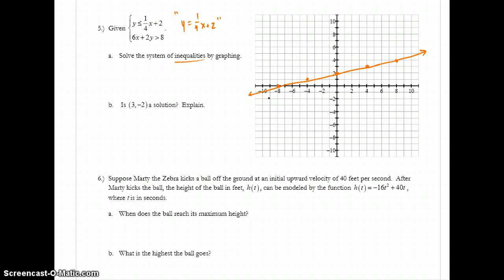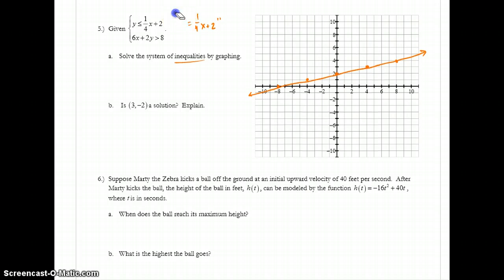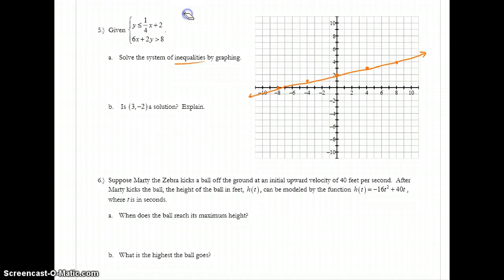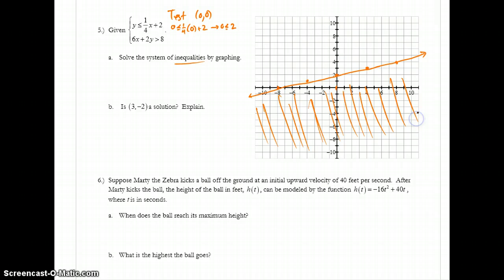And I'd like to know where to shade on this line. First off, we're looking at less than or equal to, so we want to use a solid line, so I'm not going to change our line, but I want to know where to shade. So I'm going to test a point. I'm going to test 0, 0. I'm going to plug in 0 for y, plug in 0 for x. I get that 0 is less than or equal to 2. That's true. So here's 0, 0. That's below the line, and I shade it in.